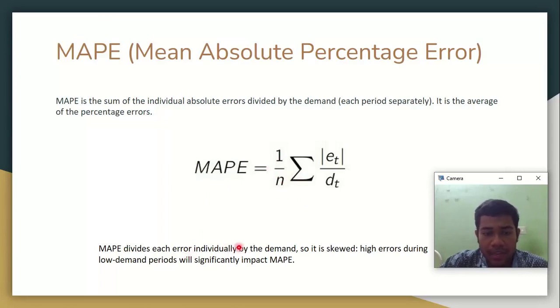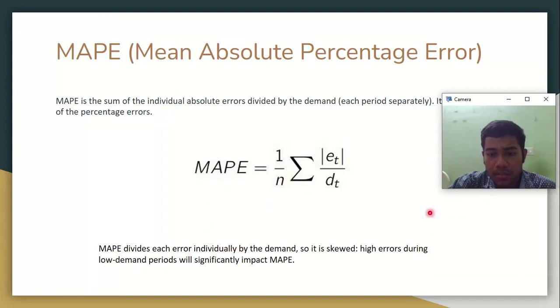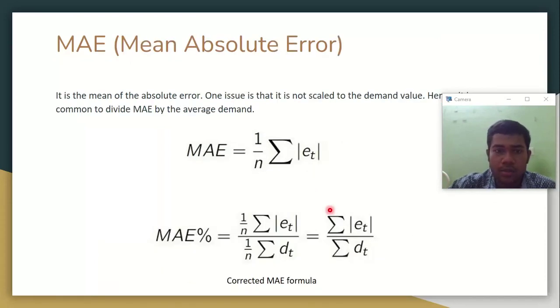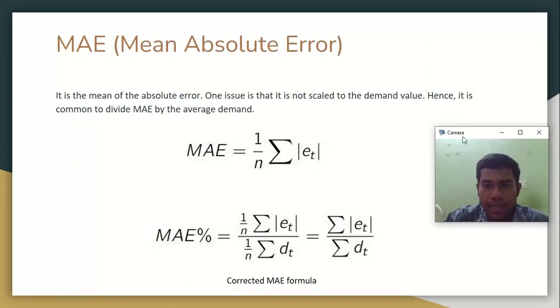So MAPE divides each error individually by the demand. So it's quite skewed because high errors during low demand periods will significantly impact MAPE, because it's going to overshoot to a very huge value. So that is one disadvantage of MAPE, or one characteristic.